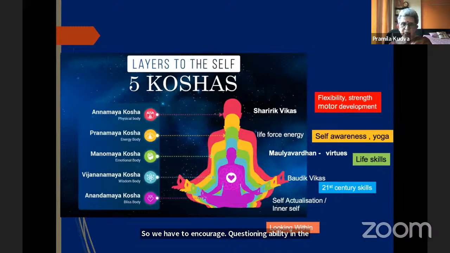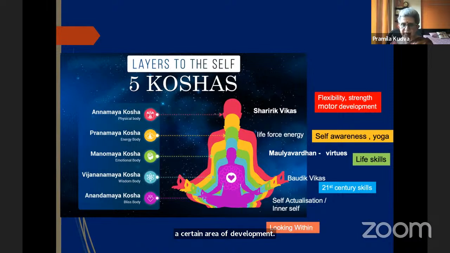Now this brings us to the 5 koshas. These are sheets which cover every individual. These are the protective sheets. And each sheet has been given a particular name. And it is supposed to deal with a certain area of development. Let us see what they are.